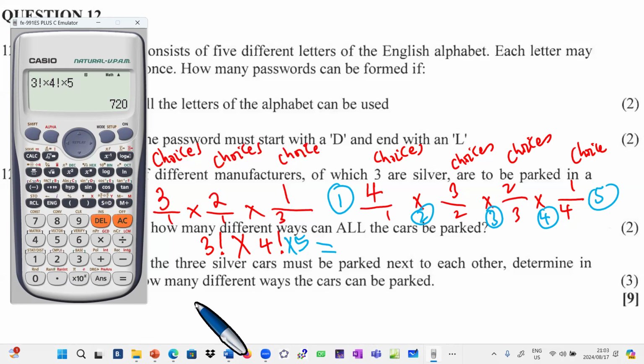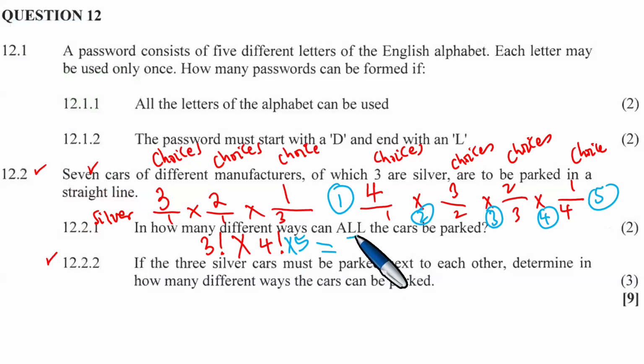So you didn't put a factorial on the 5. Oh, yes. So the 5 does not have a factorial symbol, so that we have 720. So obviously, this is exactly what we have.